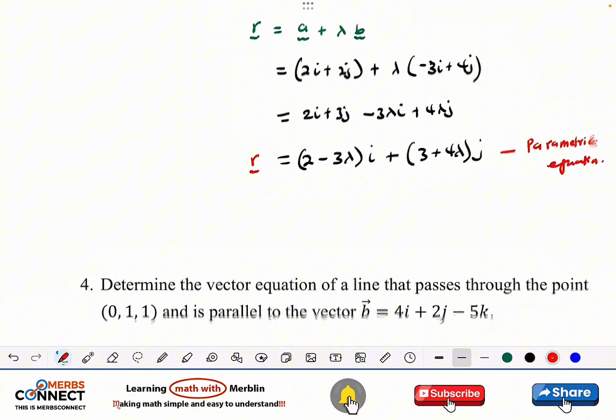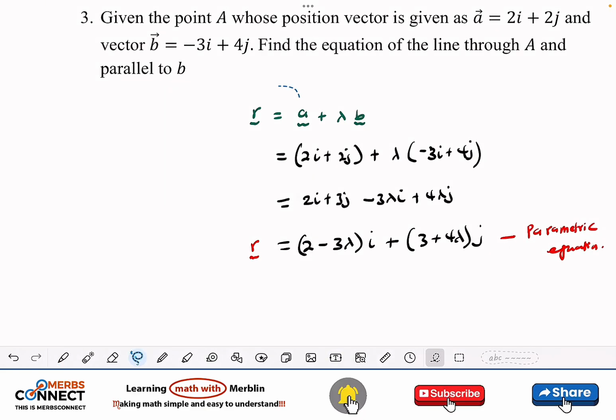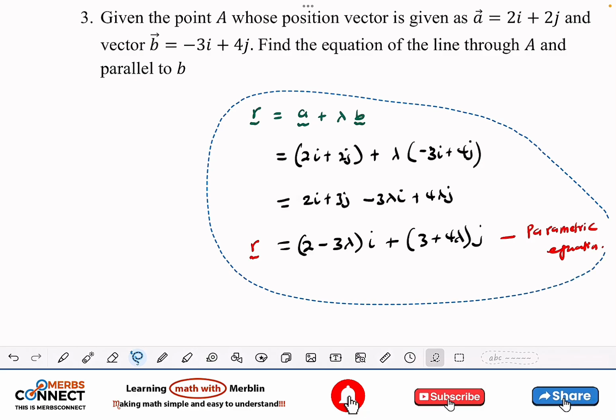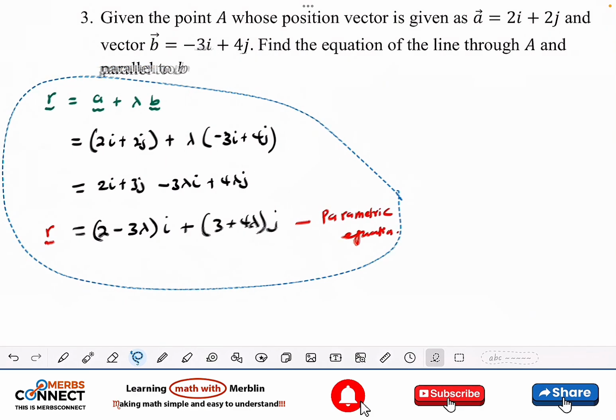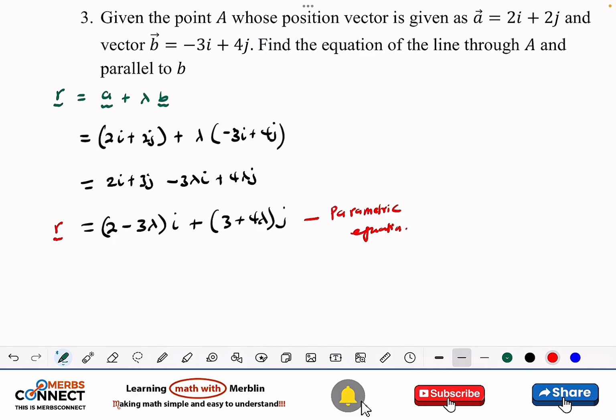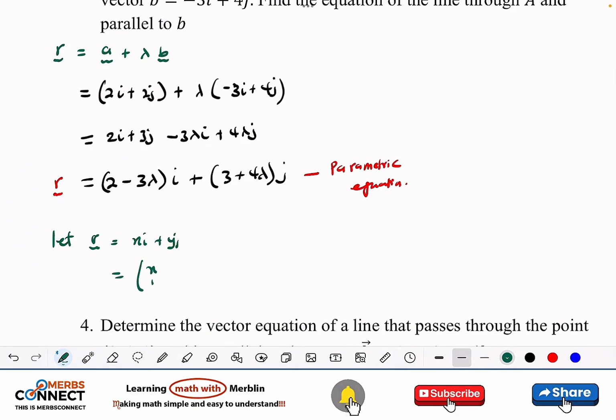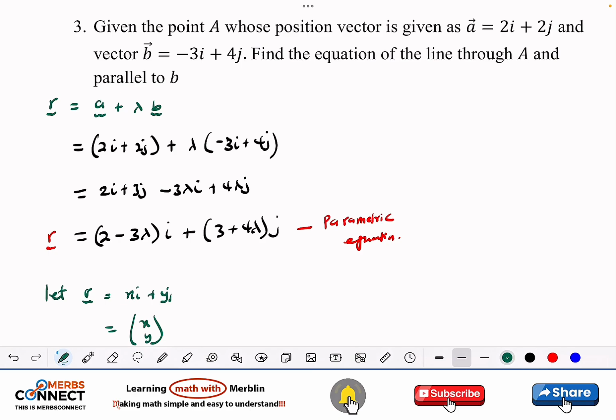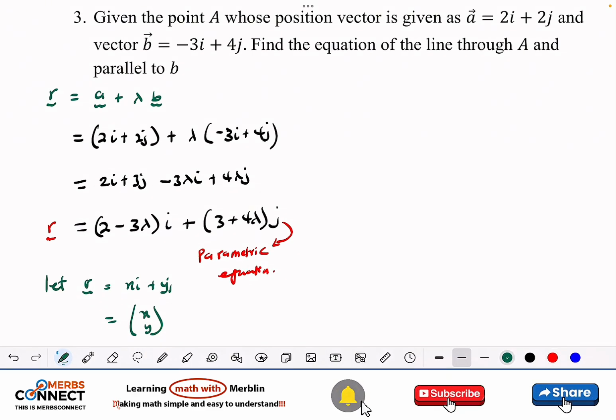Now we want to write it in the vector form, right? So let me shift my equation. I think my space is too small. So now I want to write the vector form. What I'm going to do is define my r to be xi plus yj. We don't have k, so I just leave it here. And then this is going to be xy. So what am I going to do here? Let me put the parametric down here so that I can have this space up there.